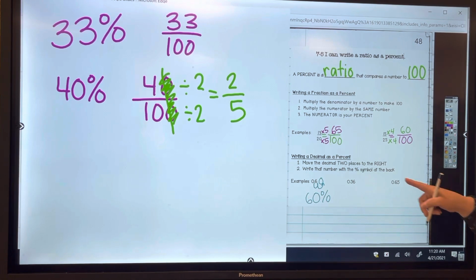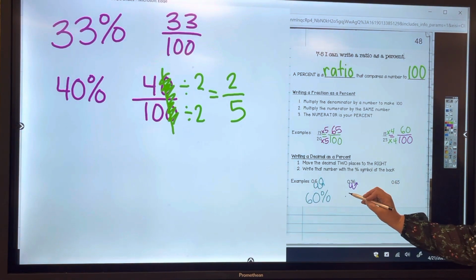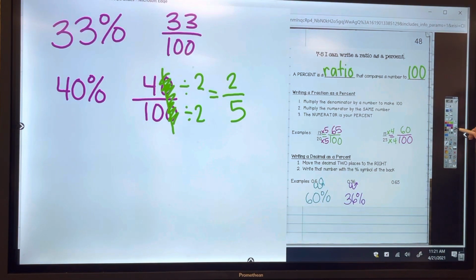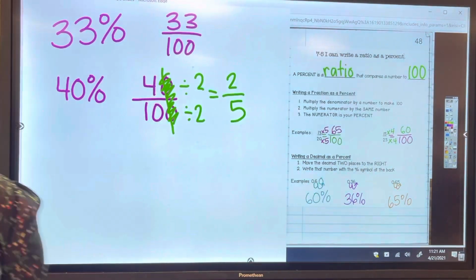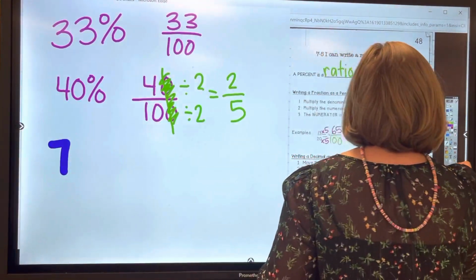60%. That's it. Now, what do I do to 36? Move the decimal 2 places to the right and write 36%. What do we do with the last one? Move the decimal 2 places to the right and then put 65%. I've got to write this.